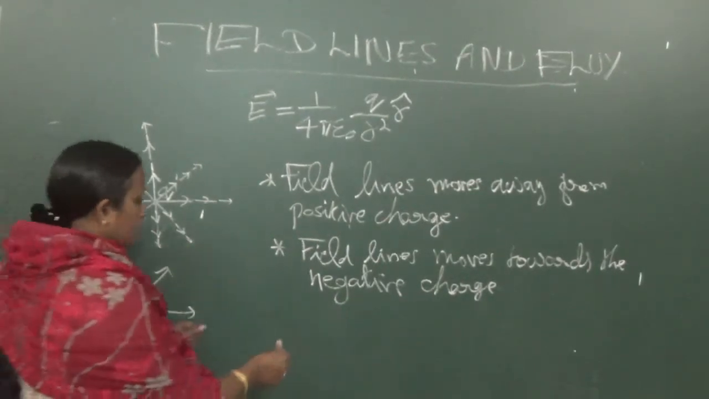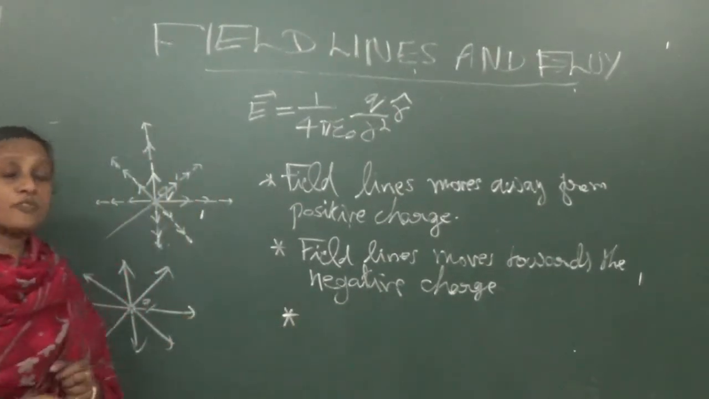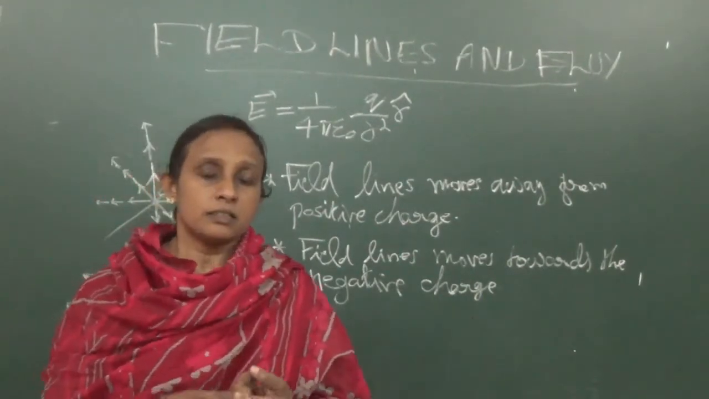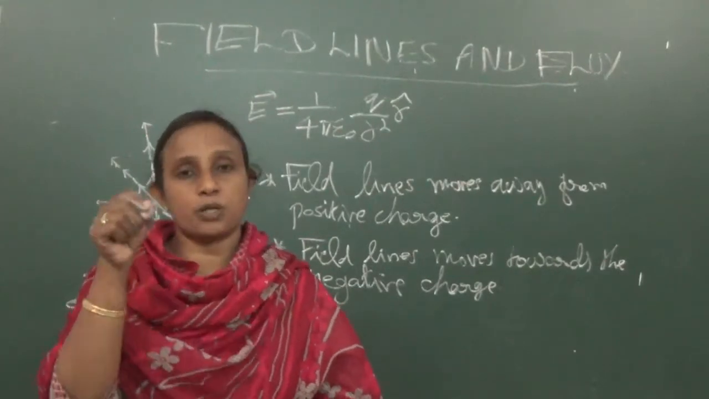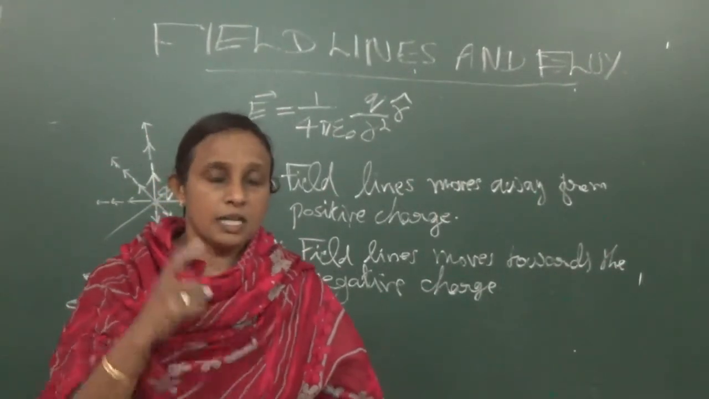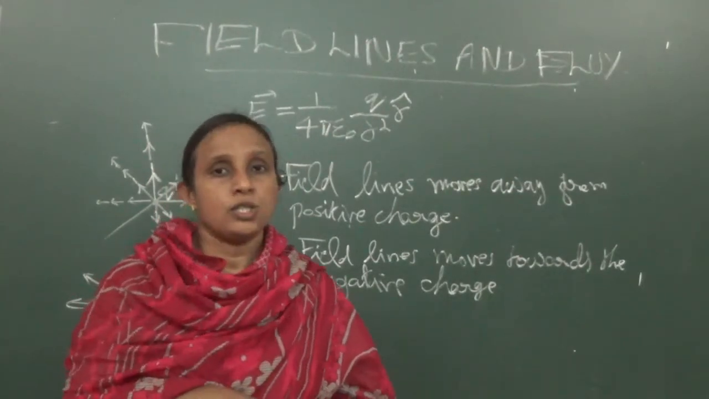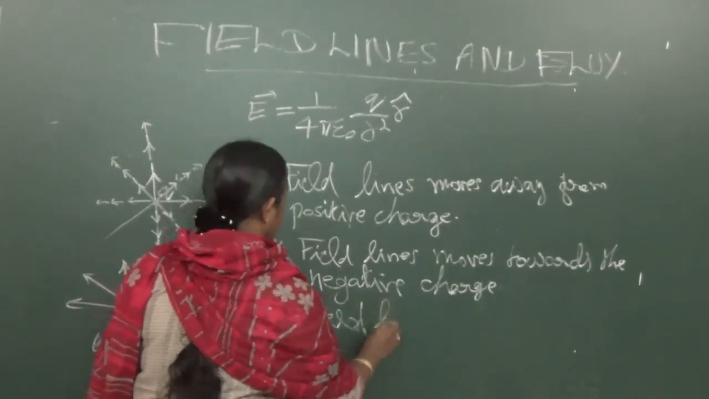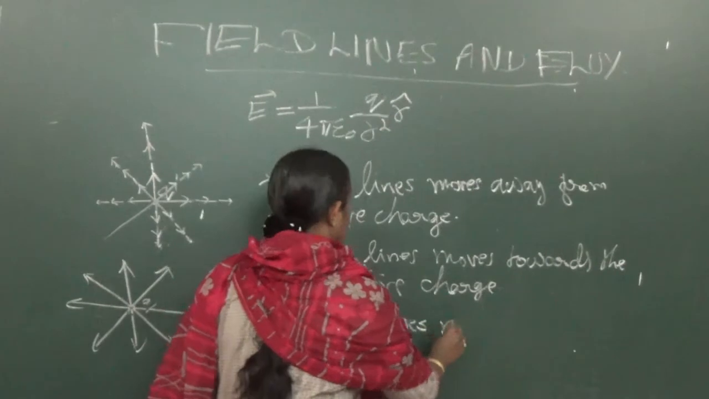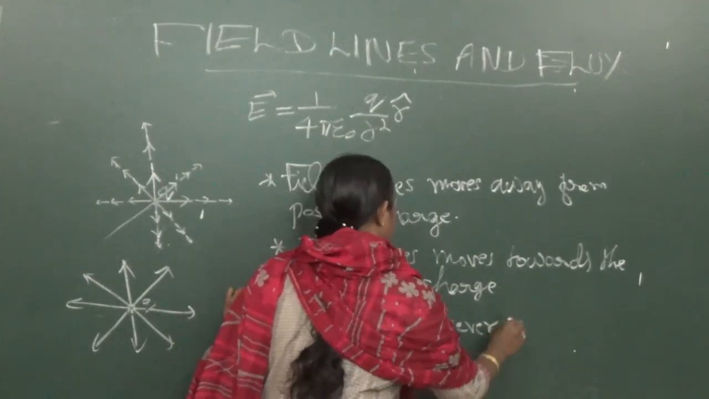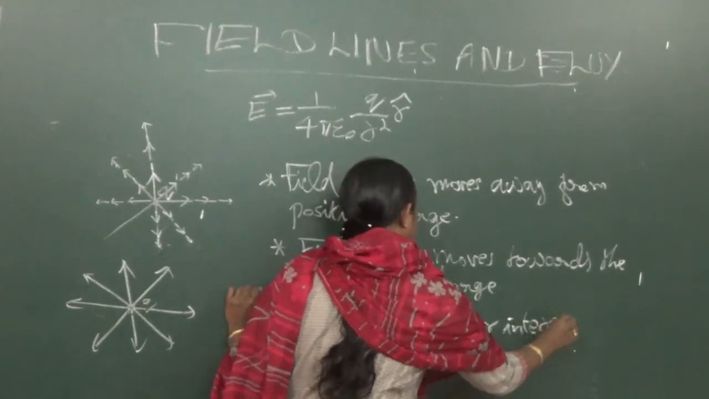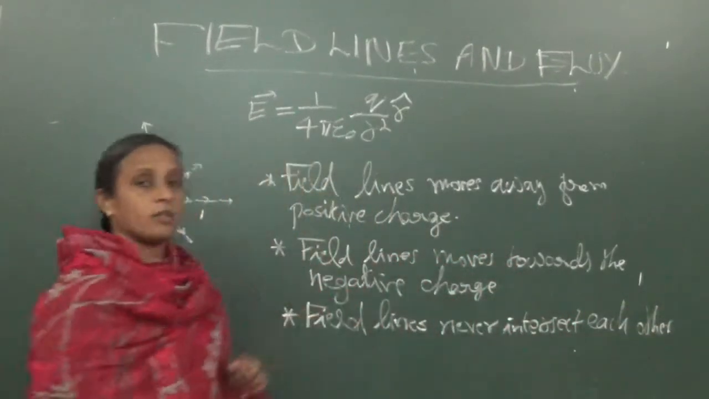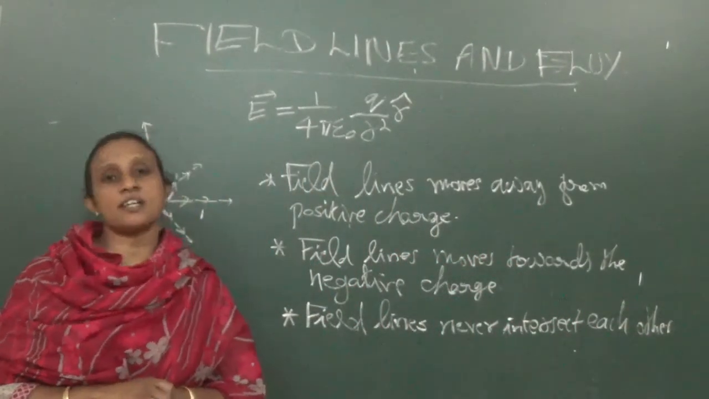Another point about these field lines is that field lines never intersect each other. What happens if they intersect each other? Then there are two directions at a particular point. It is not possible. Electric field has only one direction at a point. So the field lines never intersect each other. Okay, field lines never intersect each other.